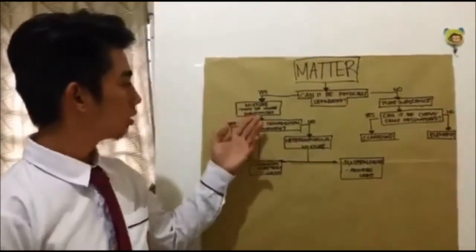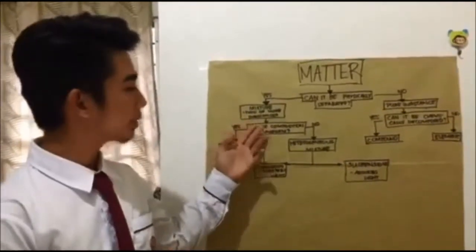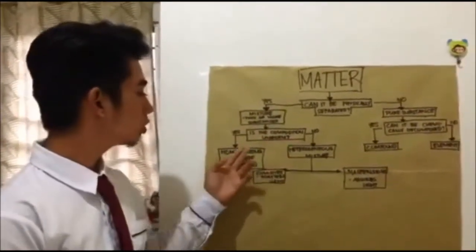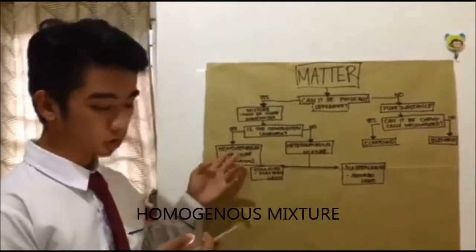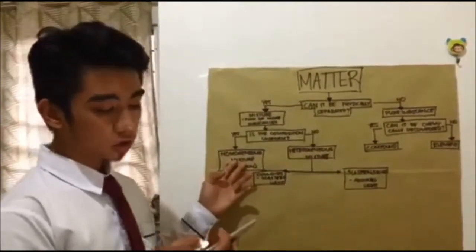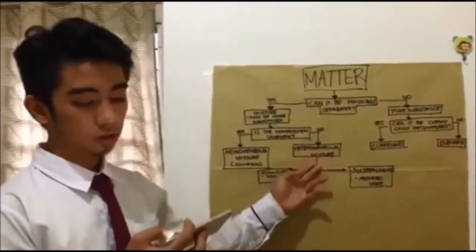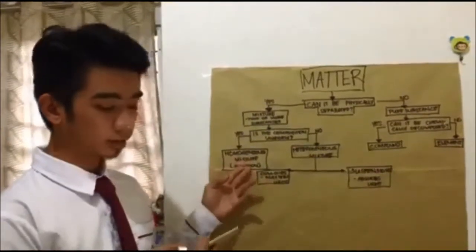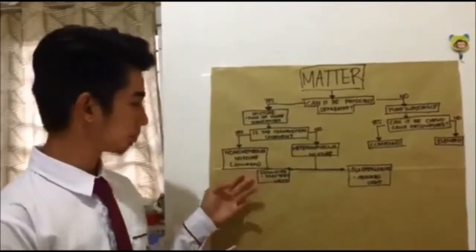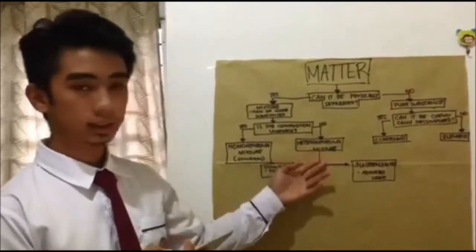For mixture, mixture is made up of 2 or more substances. It can be classified as homogeneous mixture and heterogeneous mixture. For homogeneous mixture, it looks uniform all throughout. For heterogeneous mixture, it looks non-uniform all throughout. Homogeneous mixture, example, coffee. And for heterogeneous mixture, example, salad.